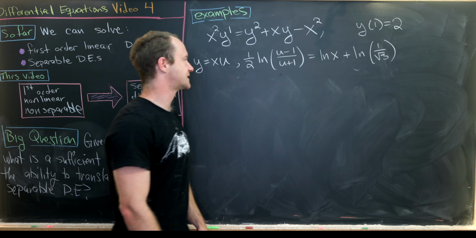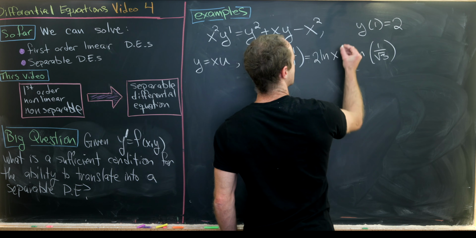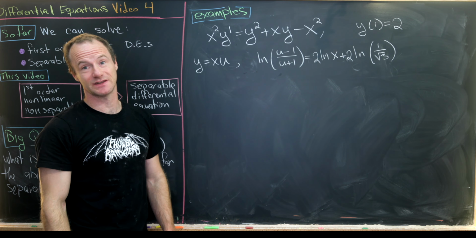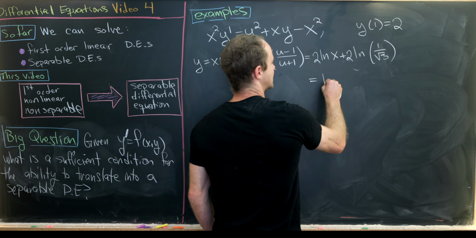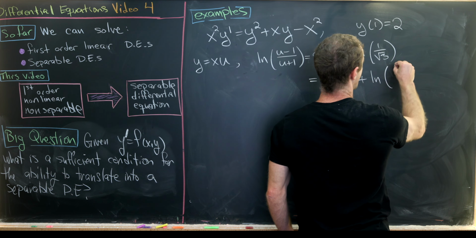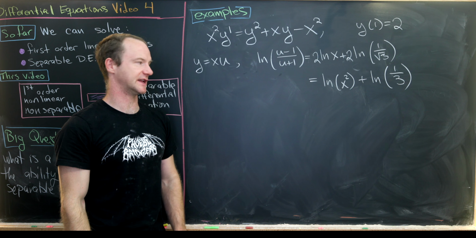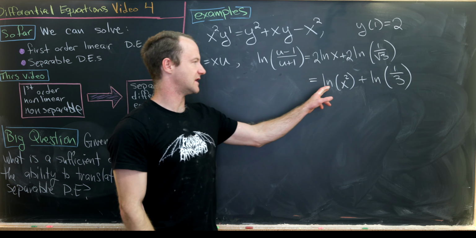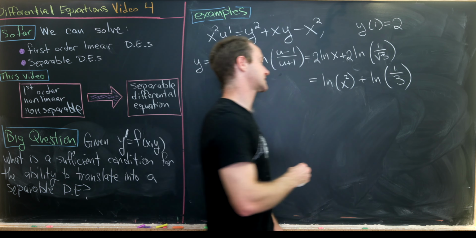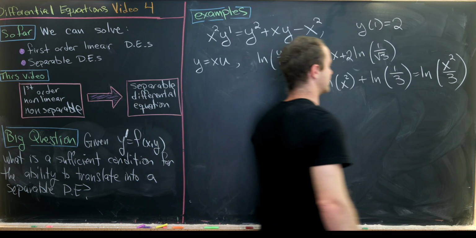So I'll multiply both sides by 1/2. Multiplying both sides by 1/2 will give me a 2 here, and it'll also give me a 2 here. And then let's also use logarithm rules to simplify that right-hand side. So this will be the natural log of x squared plus the natural log of 1 over 3. That's because I bring that 2 inside the natural log and it squares things. Okay, but then if I have a sum of natural logs, that's the same thing as a natural log of products. That gives me the natural log of x squared over 3.